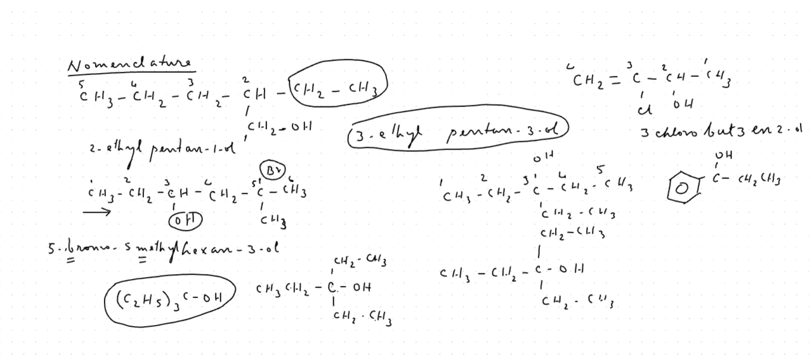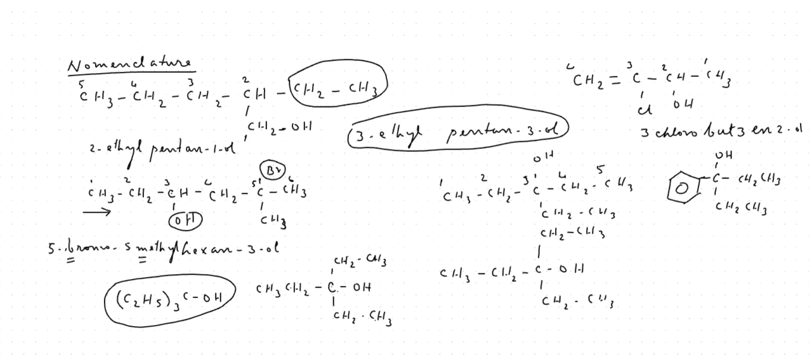CH2, CH3. Now, look at the side chain. The side chain is lengthier than the ring, so the preference is given to the side chain. Look at the carbon. The carbon is attached to 3 more carbons. Therefore, this is a tertiary carbon.